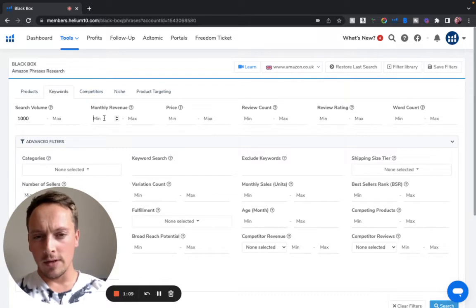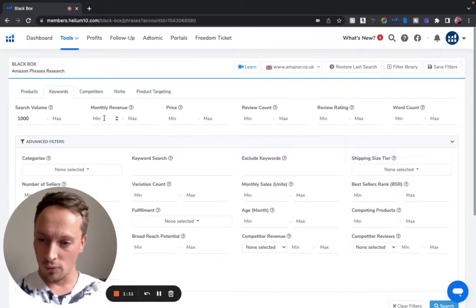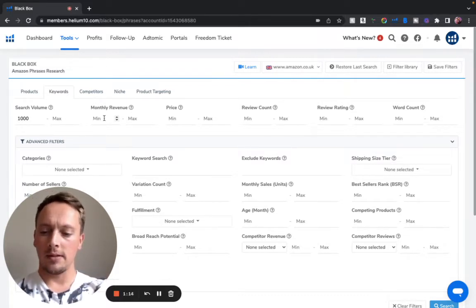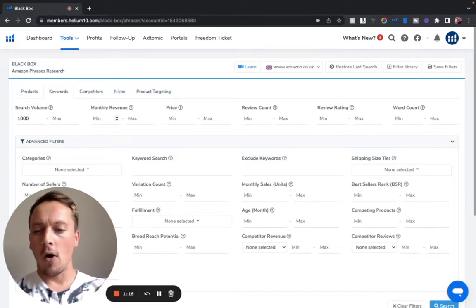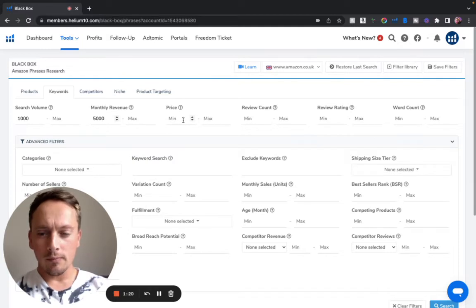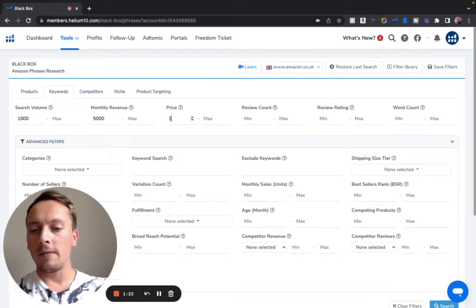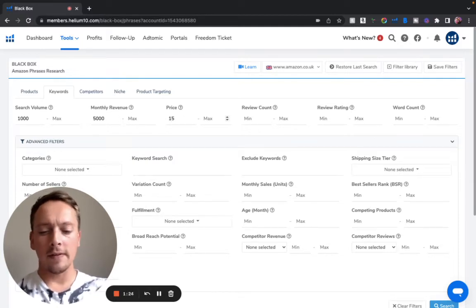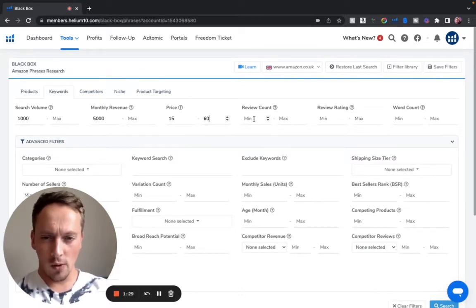With the monthly revenue, this is in alignment with the products that are going to be showing up in the search. So I'm going to put 5,000 as a minimum monthly revenue there. And with the price, I'm going to put £15 to £50, because that's the sort of price I would like with the private label products that I want to sell.